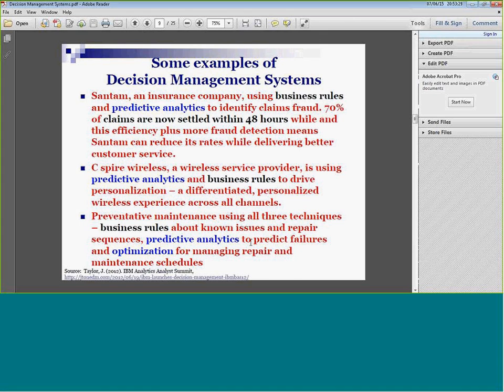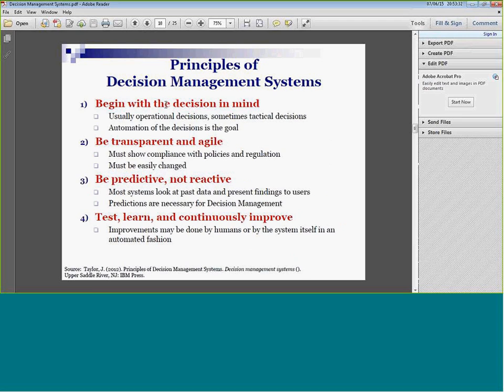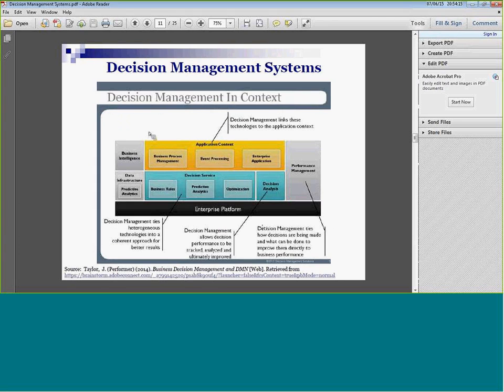Okay, so all these things are coming. Okay, a quick review. You start with the decision. I know you're tired of hearing that, but that's where you got to start. If you don't know what you're looking for, you don't know what you're trying to do, keep in mind that even when you build these relatively small predictive models this week, you should be looking at some target value that you're trying to predict. I'm trying to predict X, and here's why. Be transparent and agile. Again, the nice thing, remember Mr. Taylor, you're showing compliance with policies and regulations, if you recall decisions first. Be predictive, not reactive. Predictions are necessary. So I've got to predict things that are going to happen and take actions before they happen. Test, learn, continuously improve. Big deal.